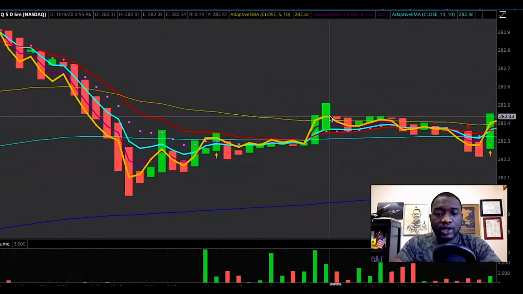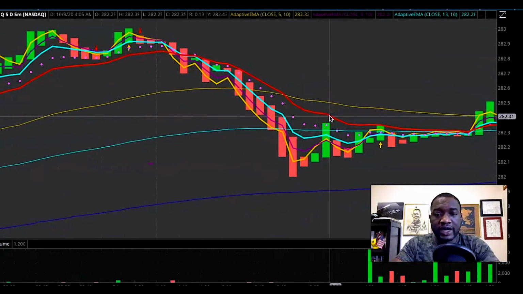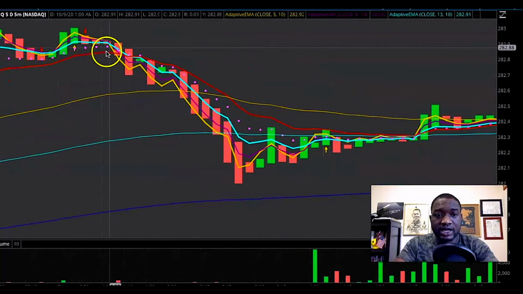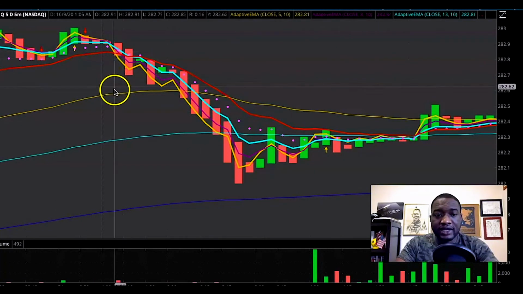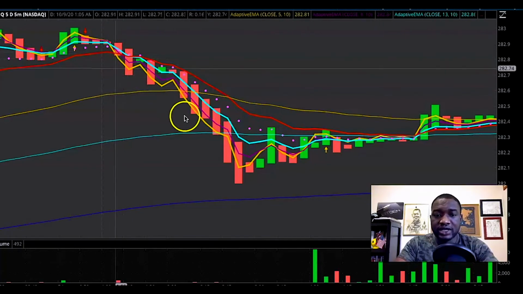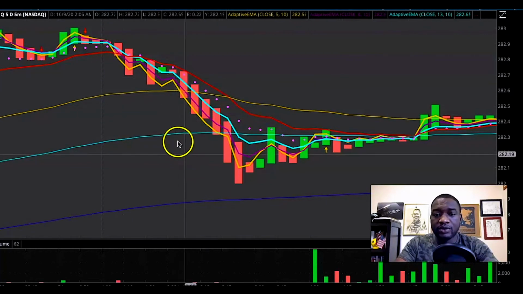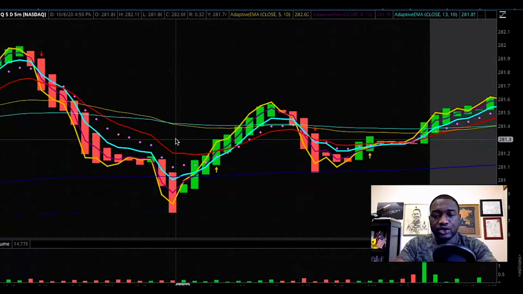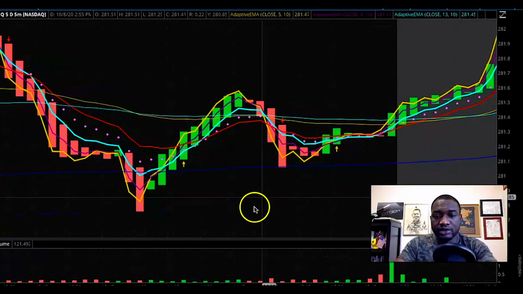So that's what the moving averages are for. They help you identify levels of support and resistance, like between here the 15 and the 50. That's a support and resistance level here as well. So it just makes it easier, and it's just built in, so you don't have to do it yourself.